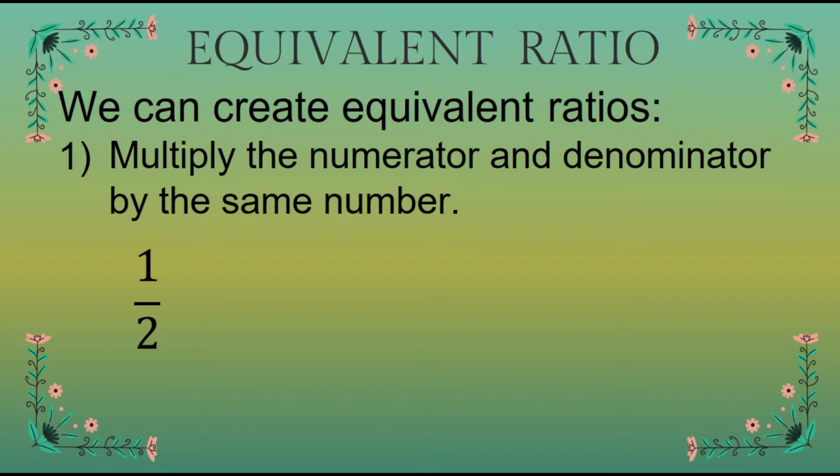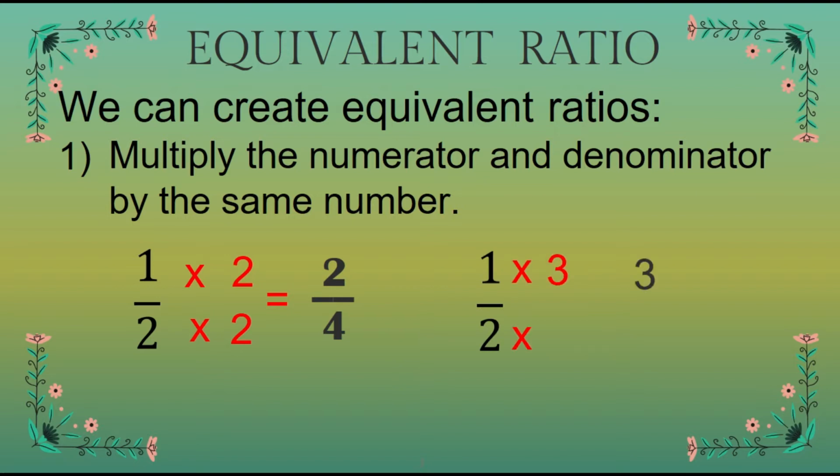For example, we have 1 half. We are going to multiply this both by 2. You will have 2/4. 1 half and 2/4 are equivalent ratios. Or if you want to, you can multiply both the numerator and denominator by 3. So the resulting ratio is equivalent to 1 half. 1 half, 2/4, and 3/6 are equivalent ratios.